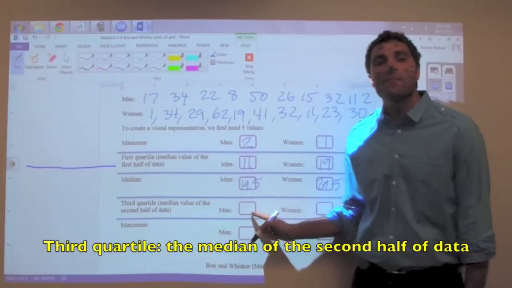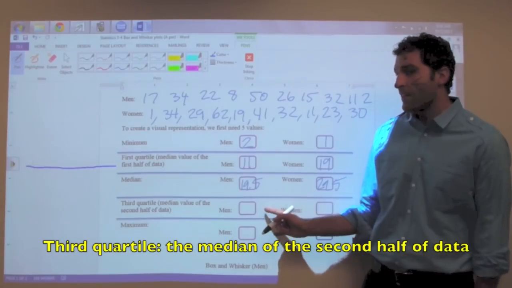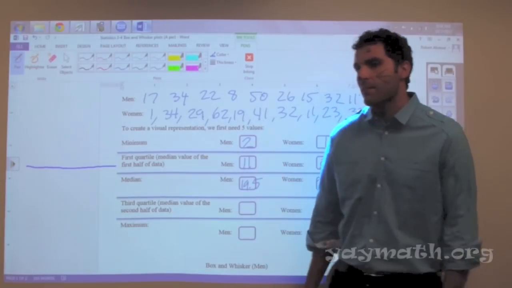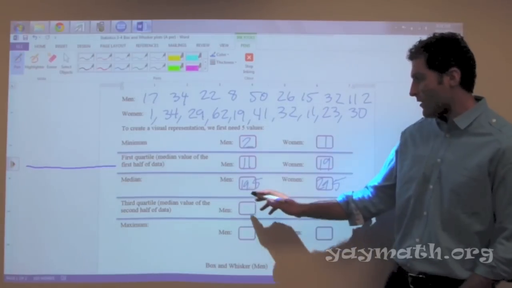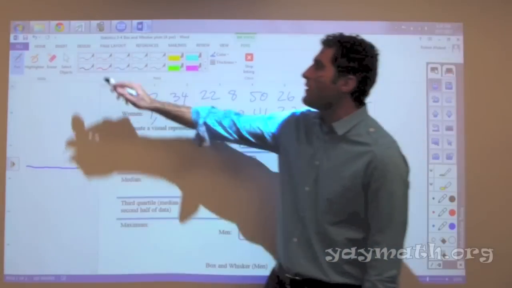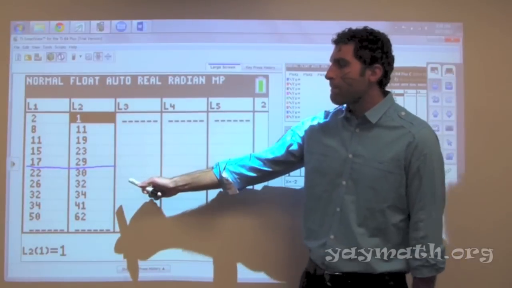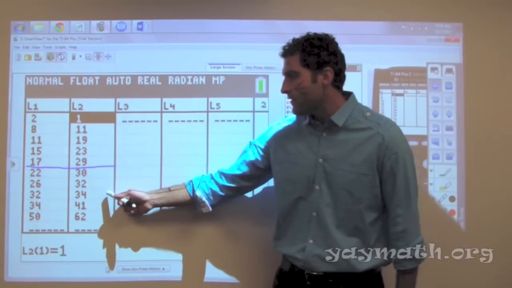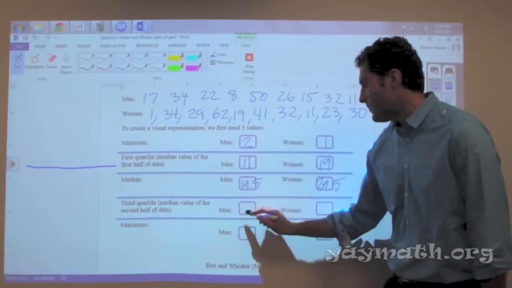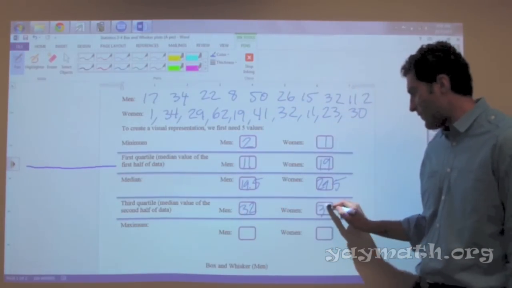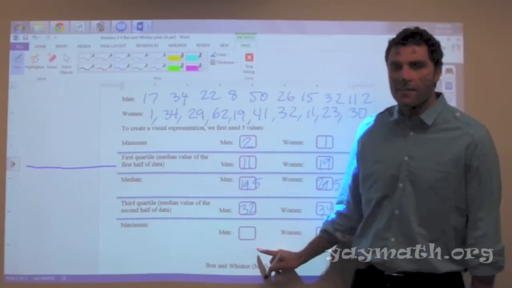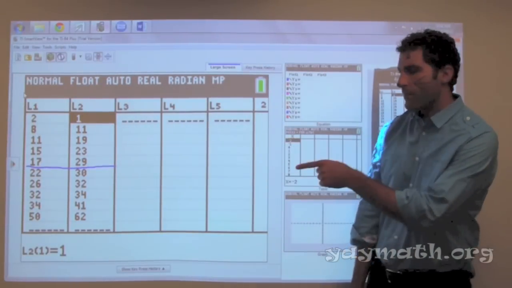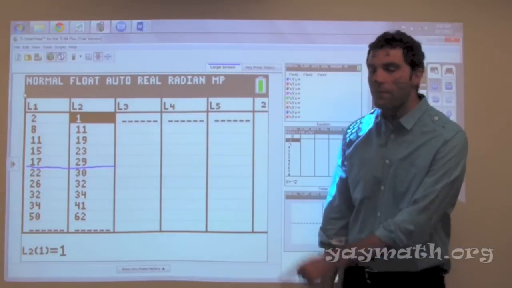And then third quartile is the median of the second half of data. The median of the second half. Oh, you have your calculator. That's great. Okay, but you're learning? Yeah, I'm trying. Okay, great. So 19.5, 29.5. Third quartile, back. What is the median of the second half of data? 32. 32 and 34, pop them. 32, 34. And then the max of both data sets, 50 and 62. 50 and 62.